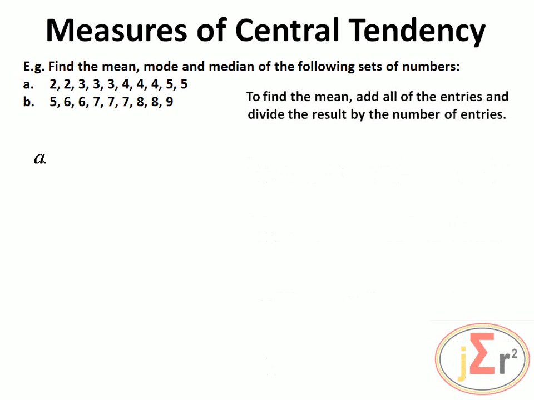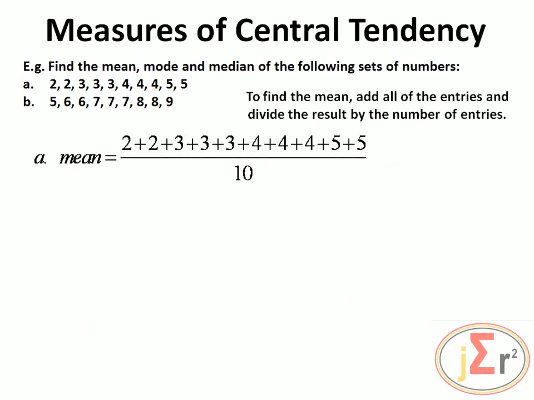So the first one, to find the mean, add all of the entries and divide the result by the number of entries. So there we have all of them being added, and we are going to divide by 10. The computer would have calculated that for us. I hope that the value is correct. When we add all of these, we get 35. We divide 35 by 10, and the result is 3.5, and that represents the mean.